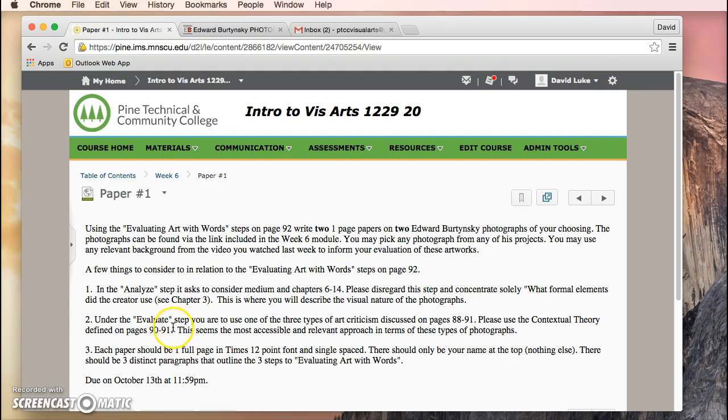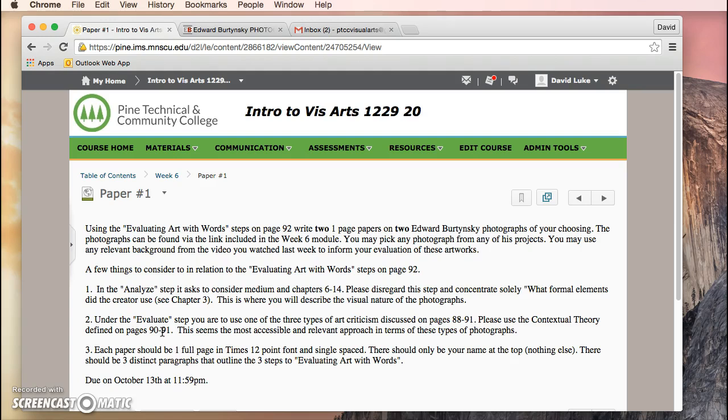Now, it says under evaluate, and again, I'm back on page 92. You are to choose one of the 3 types of art criticism described on pages 88 through 91. There are 3 ways to do this third step. Please use the contextual theory defined on pages 90 through 91.